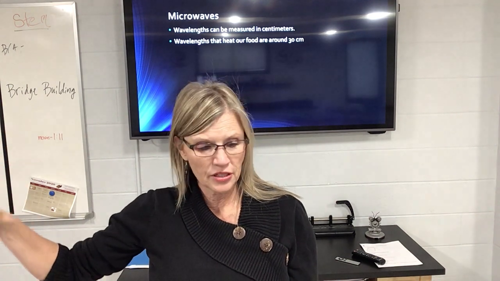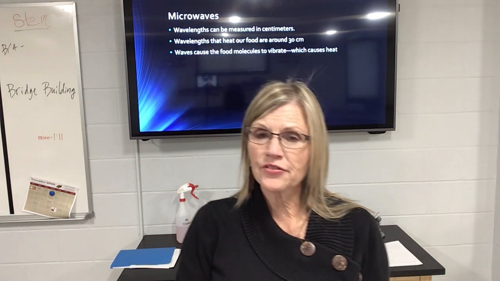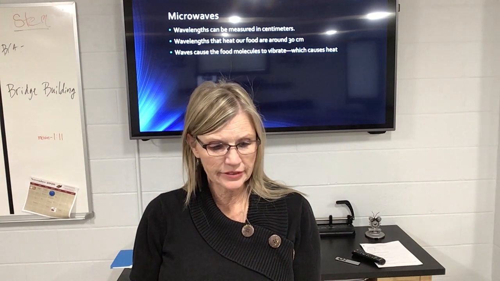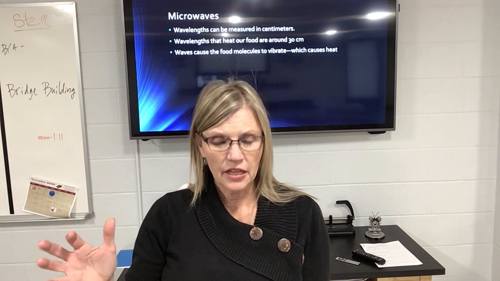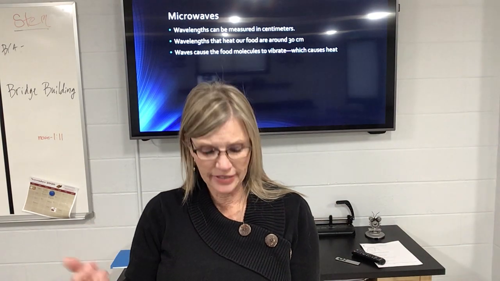Okay, the next type of electromagnetic radiation that's a little more energetic are microwaves, just like what you have in your kitchen. Okay, these wavelengths can be measured in centimeters, much smaller than radio waves. And the microwaves that heat our food are around 30 centimeters. That's the length of a ruler. So those waves are the ones that heat your food. The microwaves cause the food to vibrate, and as they vibrate, they cause friction, which causes heat, which heats up your food.